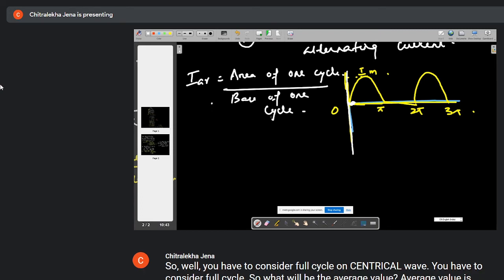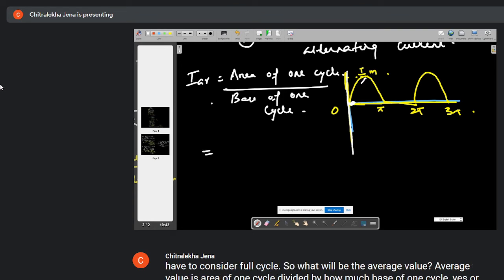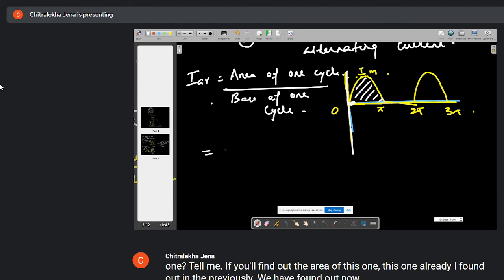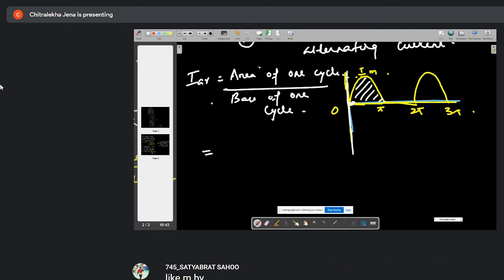Got it? Yes, ma'am. So this will be equal to the area of one cycle. What is the area of this one? I have already found it previously. How much is the area? Tell me. Sir, 2 Im. Very good. Who answered this one? Satyavrata. 2 Im is the area, divided by what is your base? Full cycle base is what?